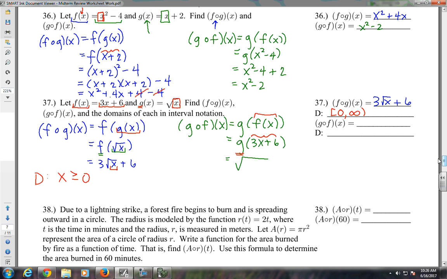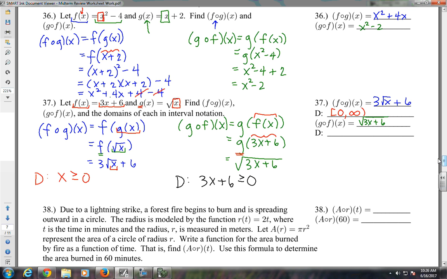So we end up with the square root of 3x plus 6. And that's that. We have successfully composed the functions. Notice that radical extends out over that plus 6. To determine the domain of this function, remember your shortcut is to take the radicand out by itself and set it greater than or equal to 0.